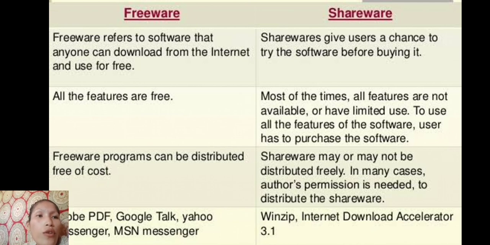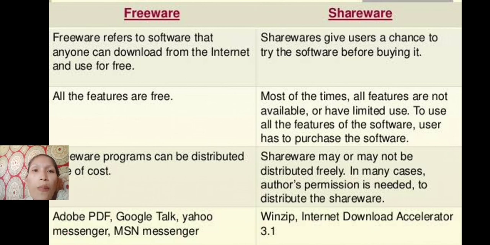With shareware, most of the time, all features are not available or have limited use. To use all the features of the software, the user has to purchase it. Freeware programs can be distributed free of cost, while shareware may or may not be distributed freely. In many cases, the author's permission is needed to distribute the shareware. Examples of freeware are Adobe PDF, Google Talk, Yahoo Messenger, MSN Messenger, while shareware examples are WinZip and Internet Download Accelerator.